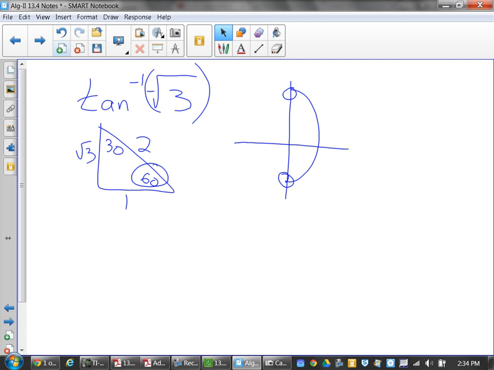It's negative, so what does it have to be then? Negative 60, or very good. Negative 60 or negative pi over 3.